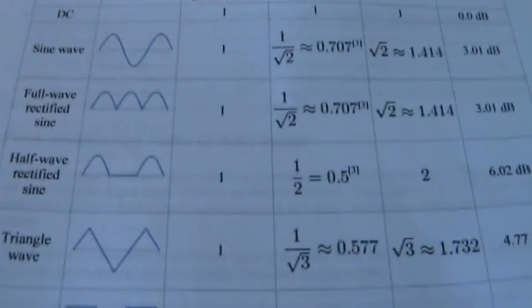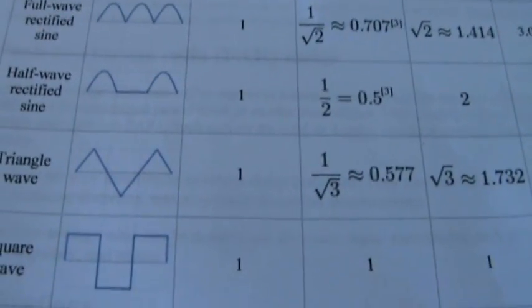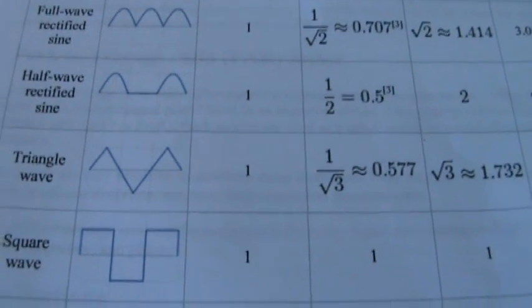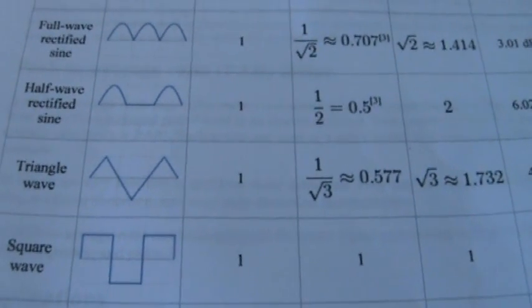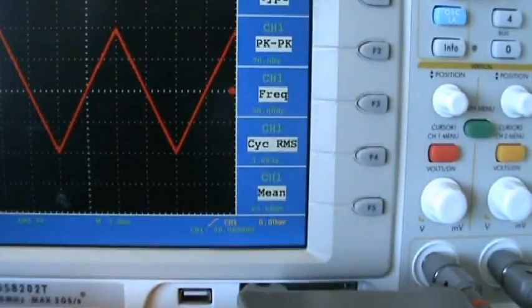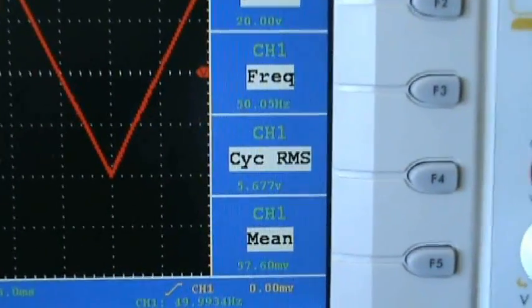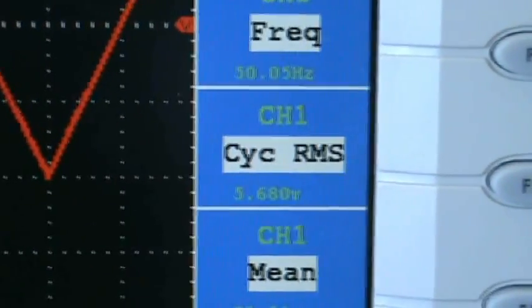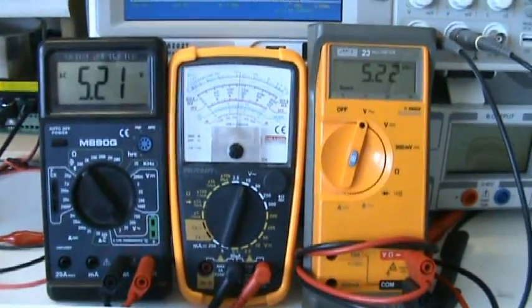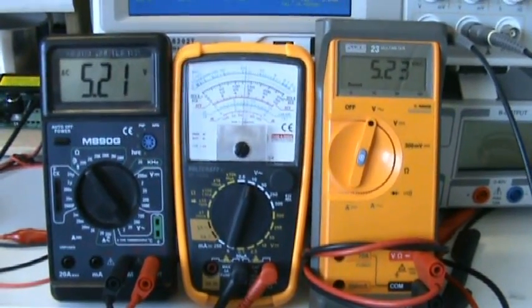According to this Wikipedia document, the RMS value for a triangular wave should be 0.577 volt, but because we are multiplied by 10 of the 20 volts, it's better in line than with AC. It's 5.67. Okay, and I will now start the same range on the 3 multimeters.